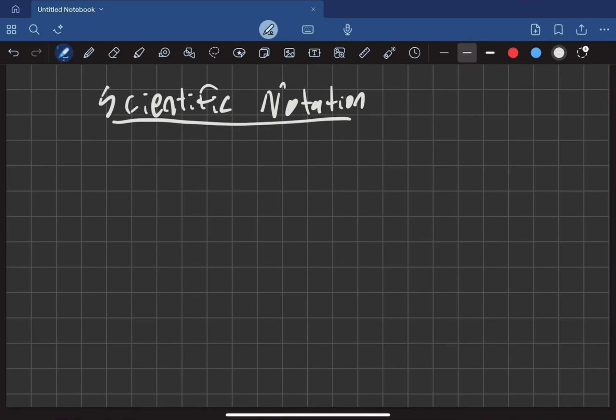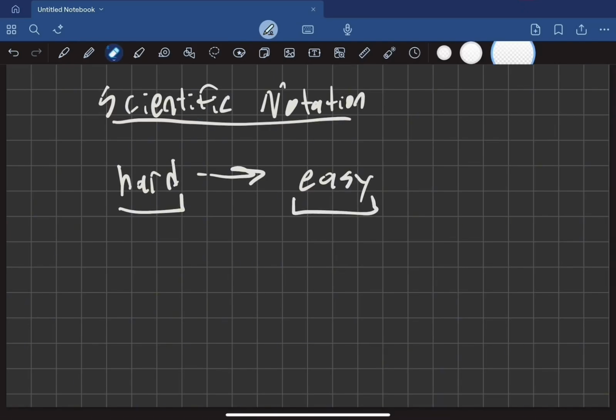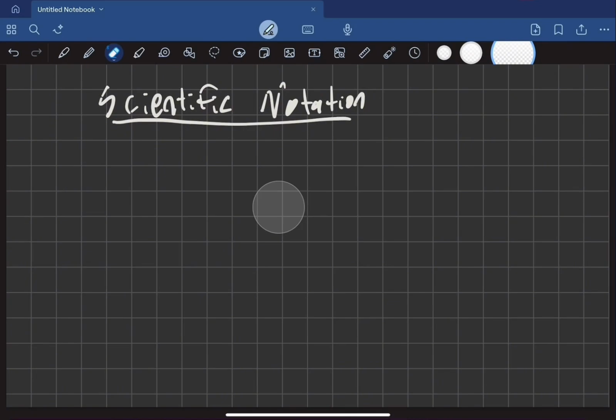So what is scientific notation? Scientific notation is just taking hard to write numbers, hard to work with numbers, and converting those numbers into easy numbers to work with. You're just taking what was a hard number, putting it in a form that's a little bit easier to look at and to work with. So what do I mean by that?